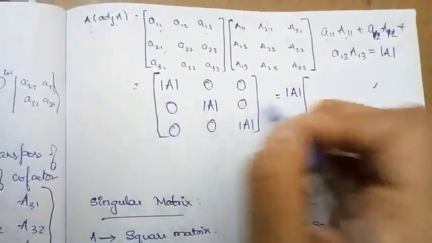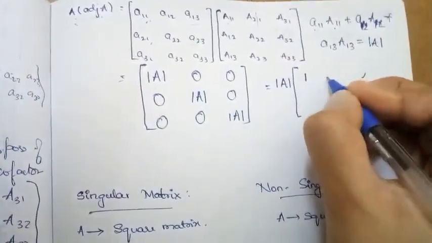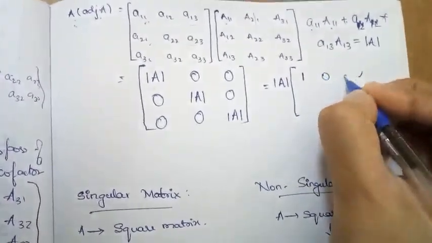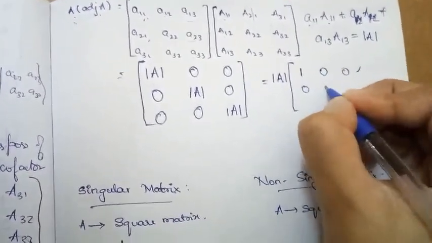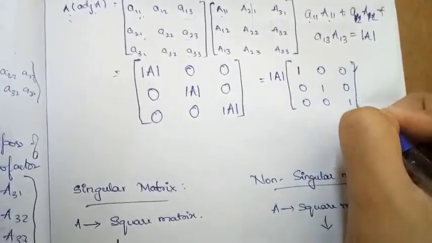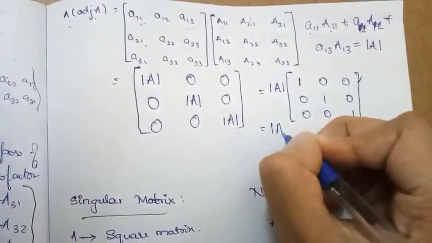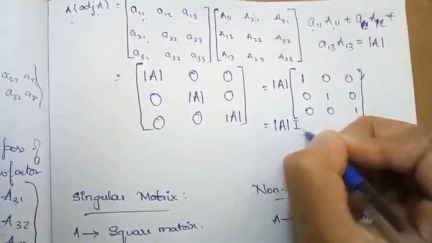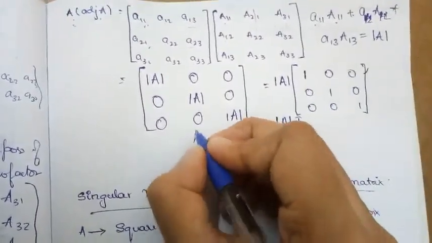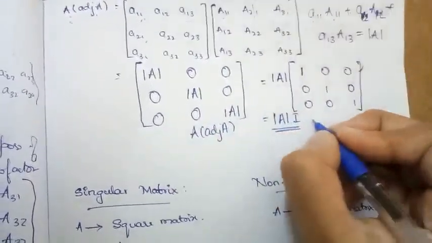Since the others are all 0, it doesn't matter, but if I take determinant A common outside, it leaves 1 0 0, 0 1 0, 0 0 1. So what is this? This is nothing but the identity matrix. So determinant A into I. Therefore, A into adjoint A is equal to determinant A into I.